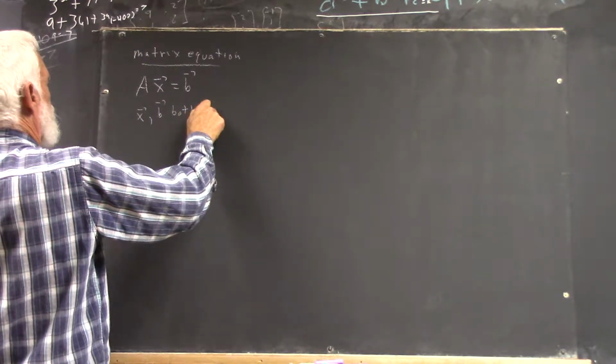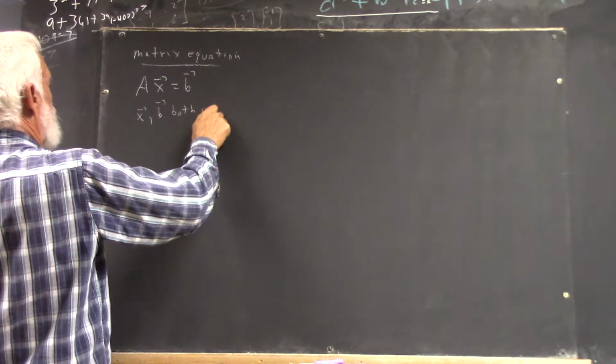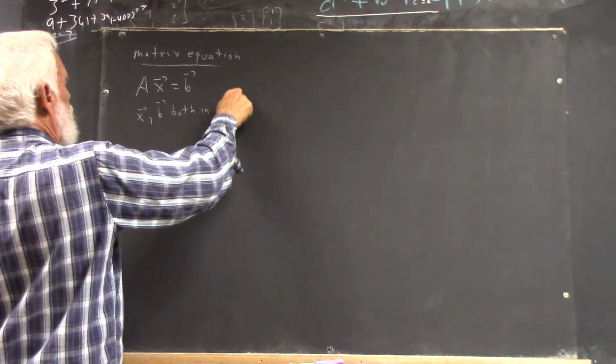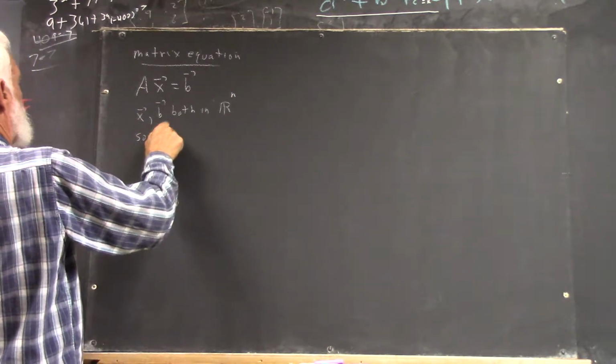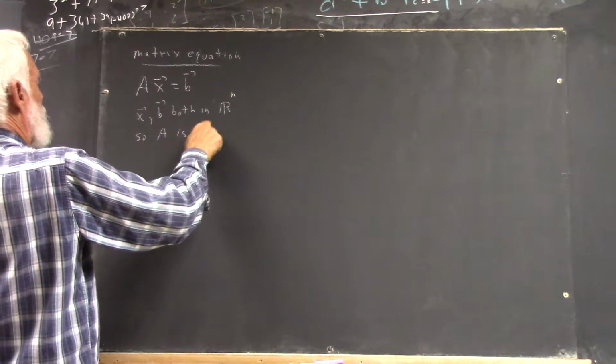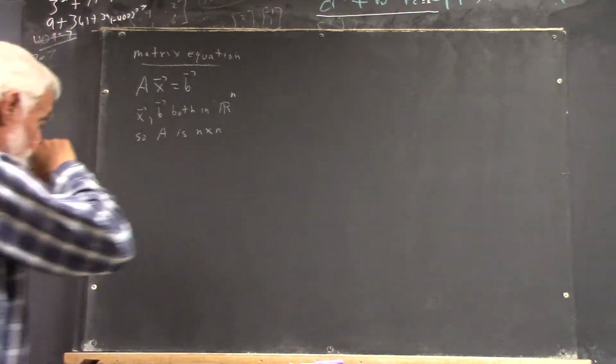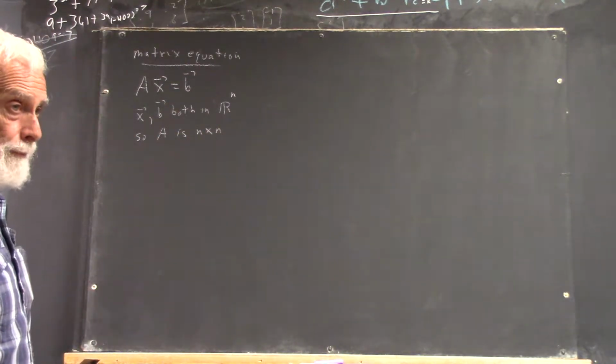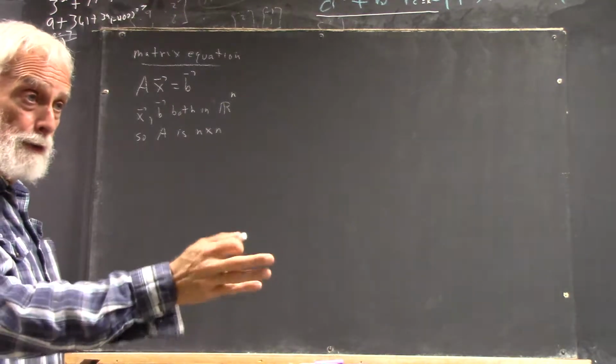X or B both in Rn. So A is n by n. Okay? N by n notation you used in your homework.